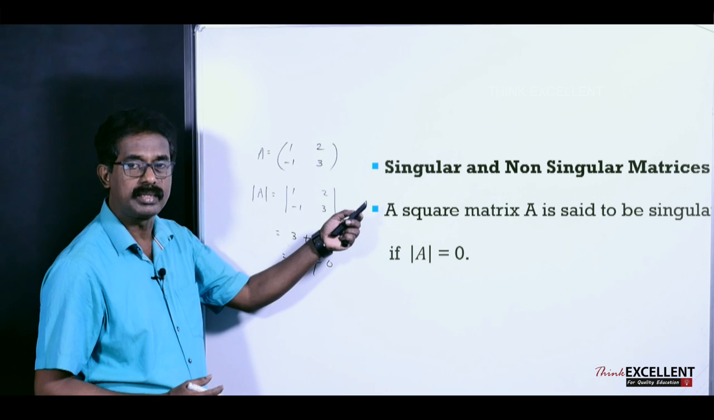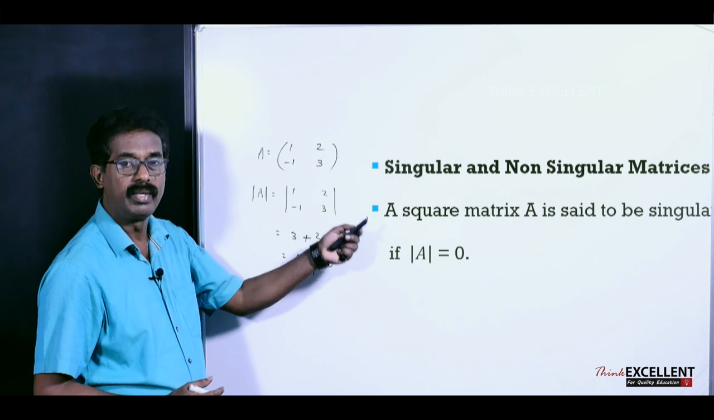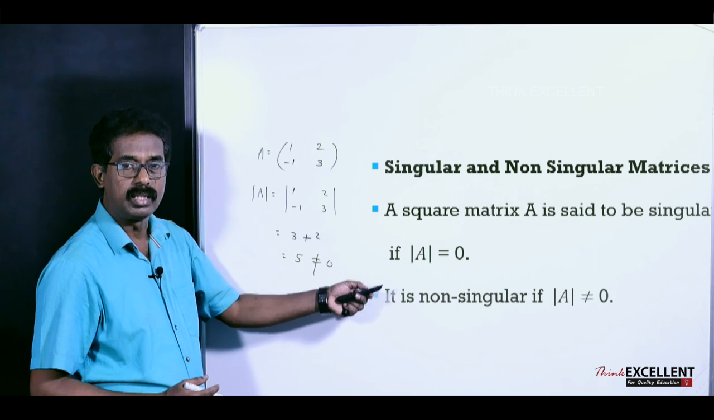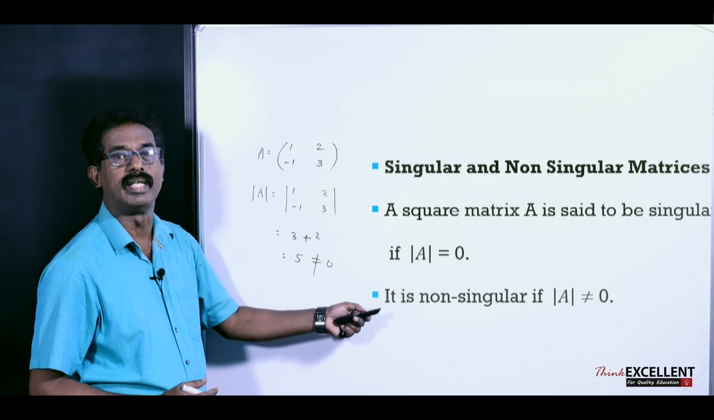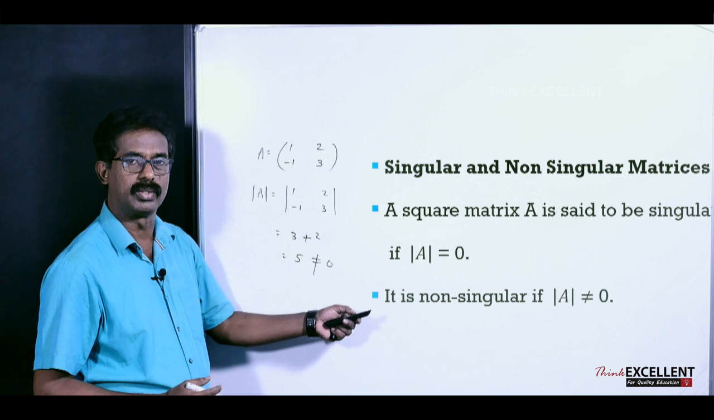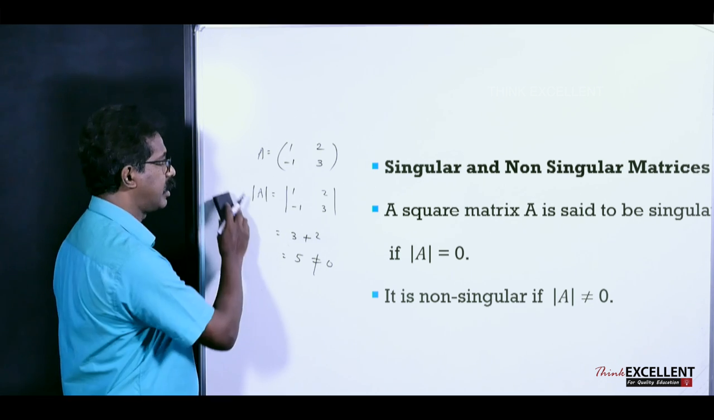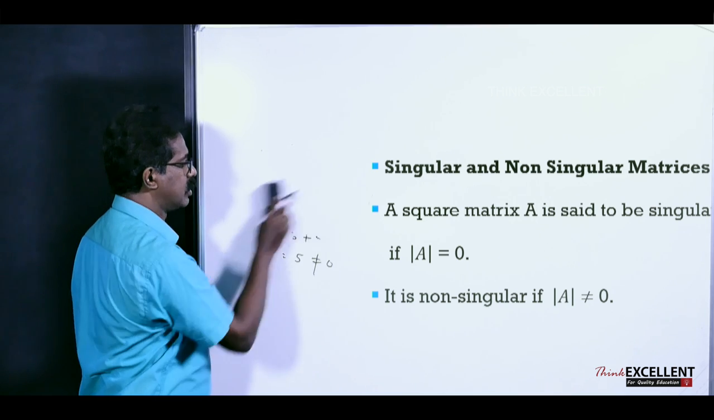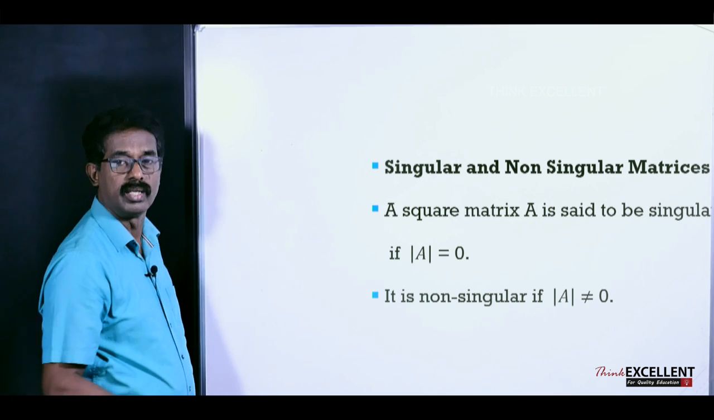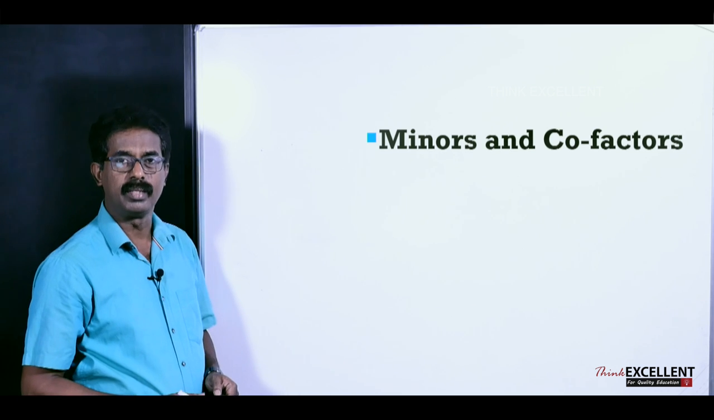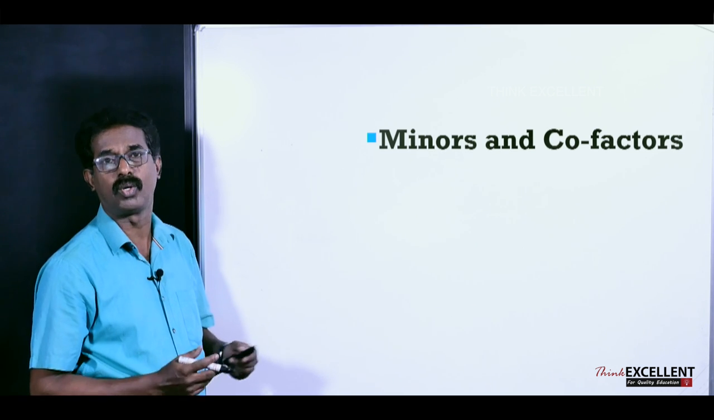So see the definition. A square matrix A is singular if, what's the condition? Determinant A is equal to 0. And it is non-singular if determinant A is not equal to 0. Okay, so this is an important definition, you can note it down. A square matrix is singular if determinant A equals 0. It is non-singular if determinant A is not equal to 0. Okay, now we are going to see minors and cofactors.